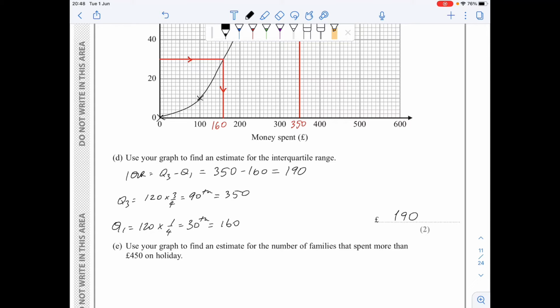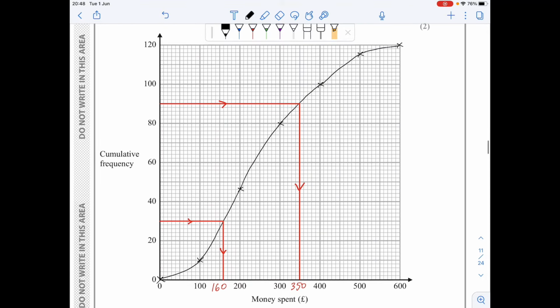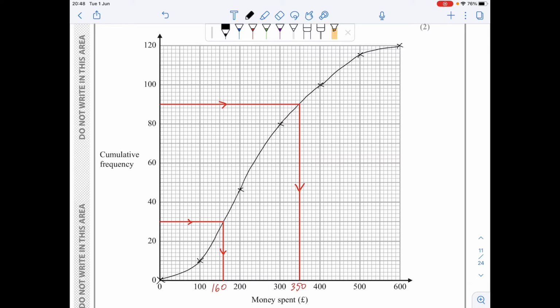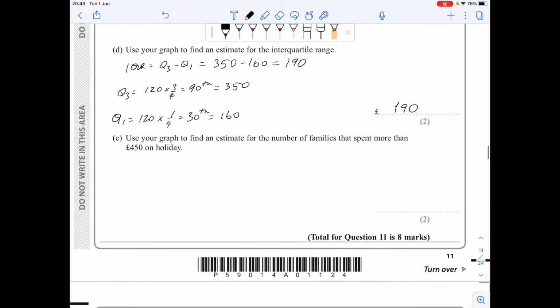Now for part E, I need to find an estimate for the number of families that spend more than 450 pounds. This time I'll start from the x-axis. The value I find on the y-axis is 108. Now these 108 spend less than 450, so to find the number of families that spend more than 450, I will do 120, which is the total, minus 108, which comes out to be 12 families.